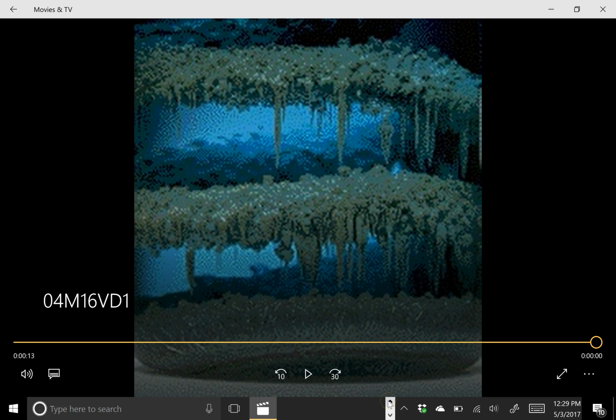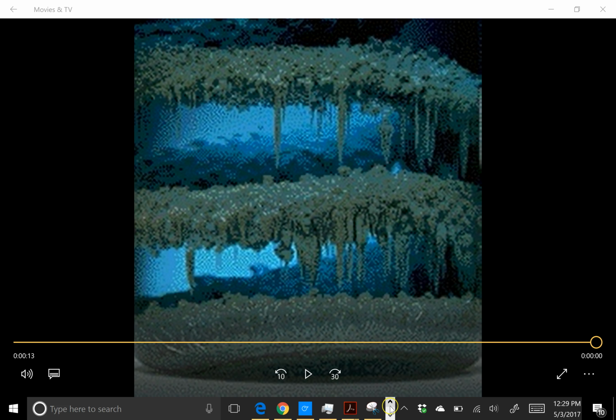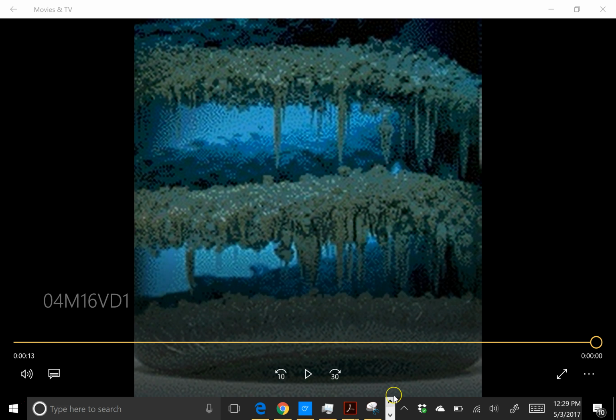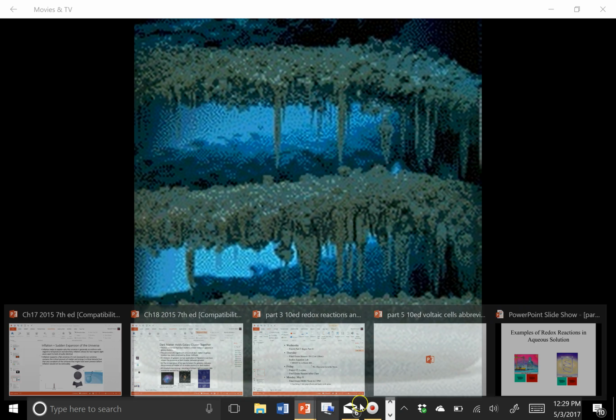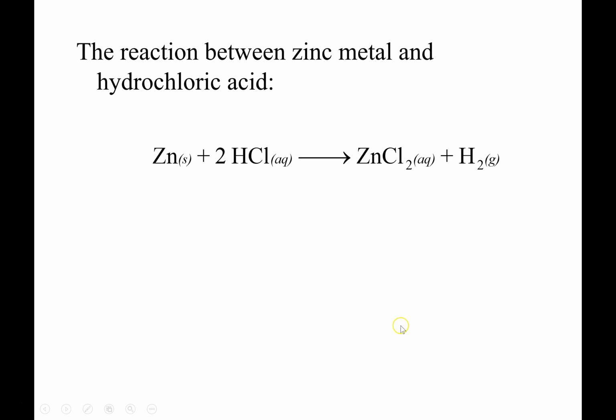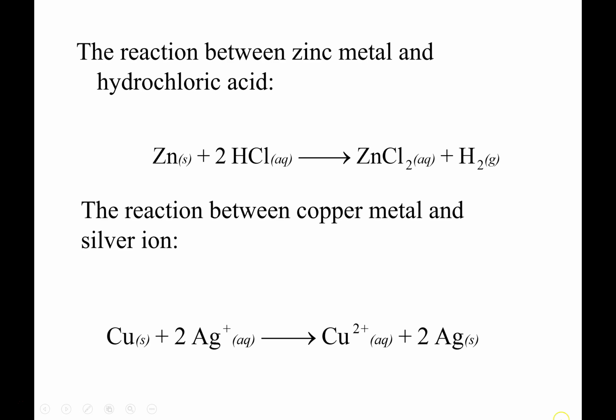What's that? We should do that one. I was trying to think that might have been part of our copper lab. It's neat though, isn't it? So this was one, and this was the other. So let's just knock these out.